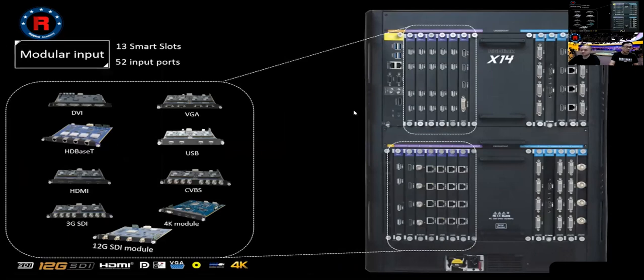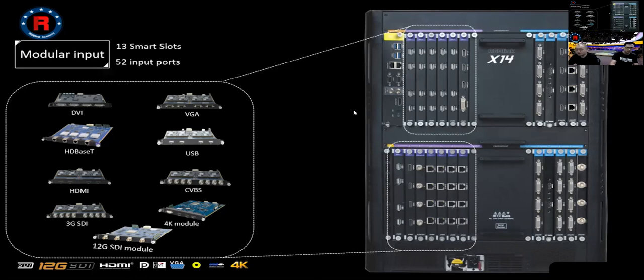On X40, the input supports 30 smart slots, and each slot has 4 inputs. So in total, X40 can support 52 inputs. It includes DVI, VGA, HD-BaseT, USB, HDMI, CVBS, and also supports 3G SDI. Both of them are 2K contents. And on 4K, it supports the 4K input module and 12G SDI input modules, as we introduced before on the X3.